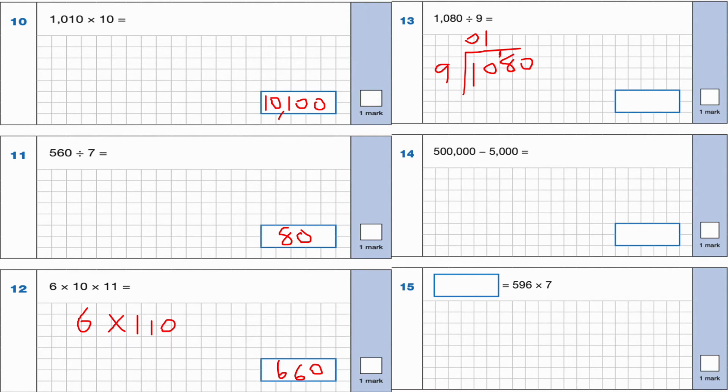Okay, 9s into 18 go twice, so it should be a 2 there. And then 9s into 0 goes 0 times. So the answer is 120, guys.